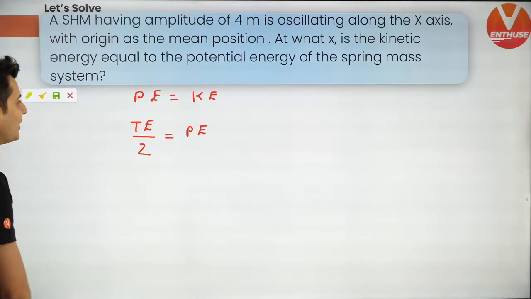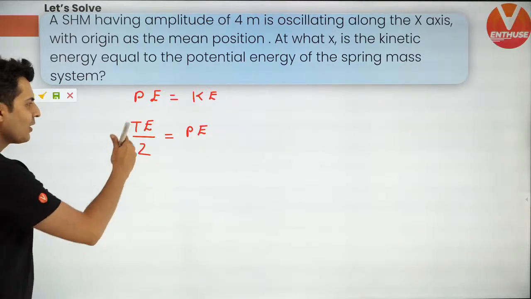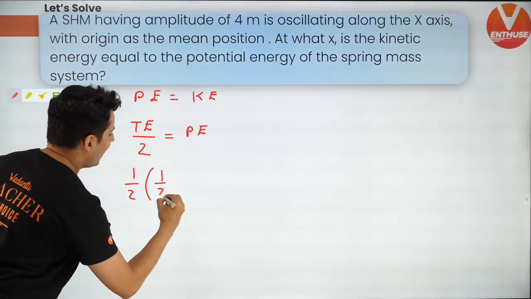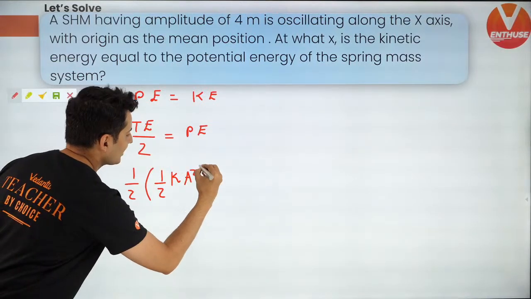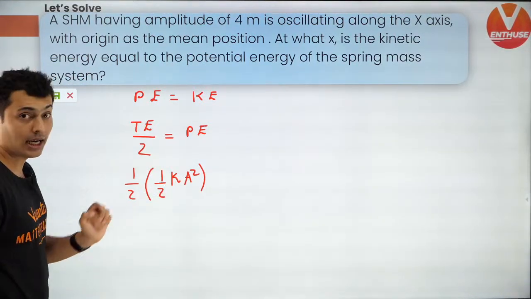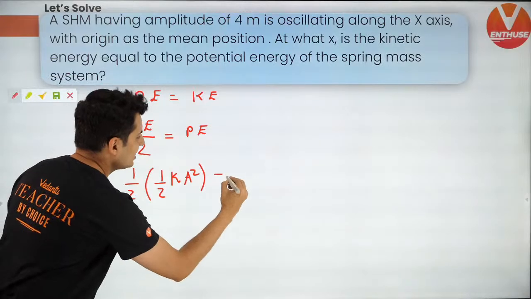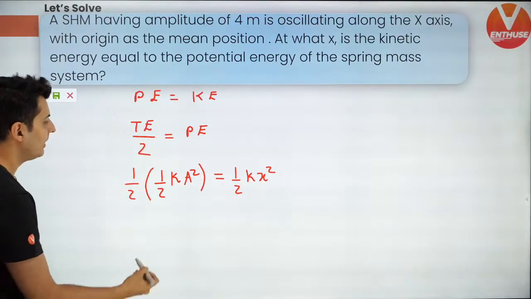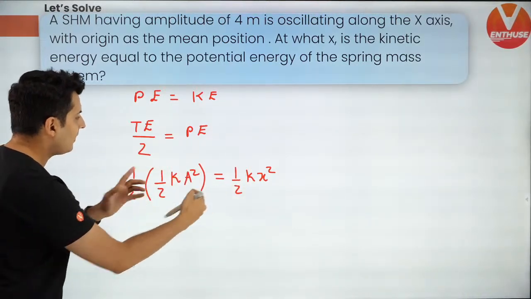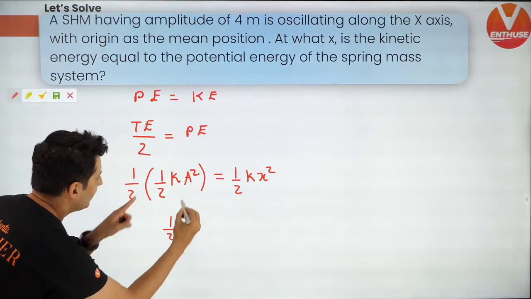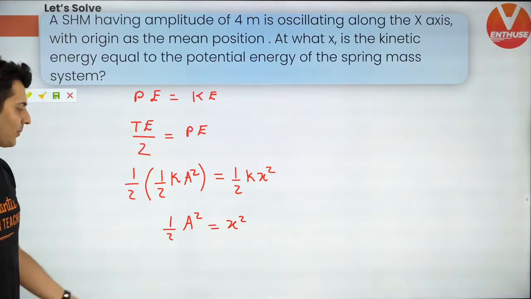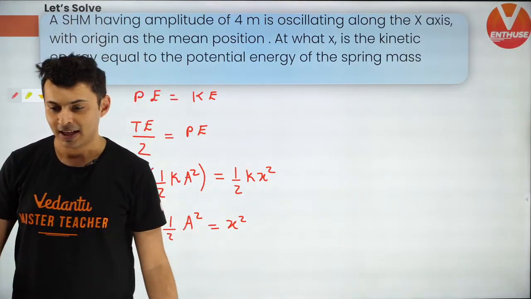Yes. Okay, so now think about it. What is the formula for total energy? The formula for total energy is half K A square. Correct? What is the formula for potential energy? It is half K X square. Oh, the best part, K goes, half also goes, only one half remains, and it will become half A square is equal to X square, guys. Half A square is equal to X square.